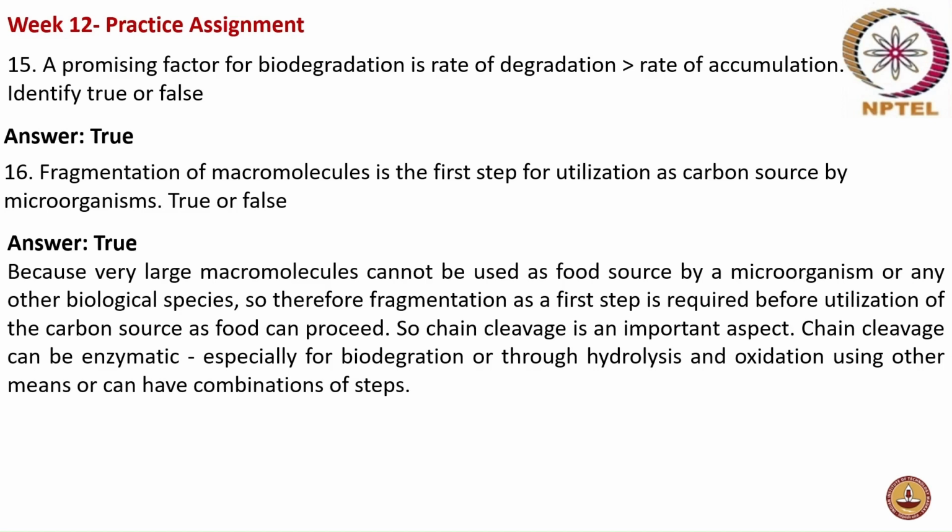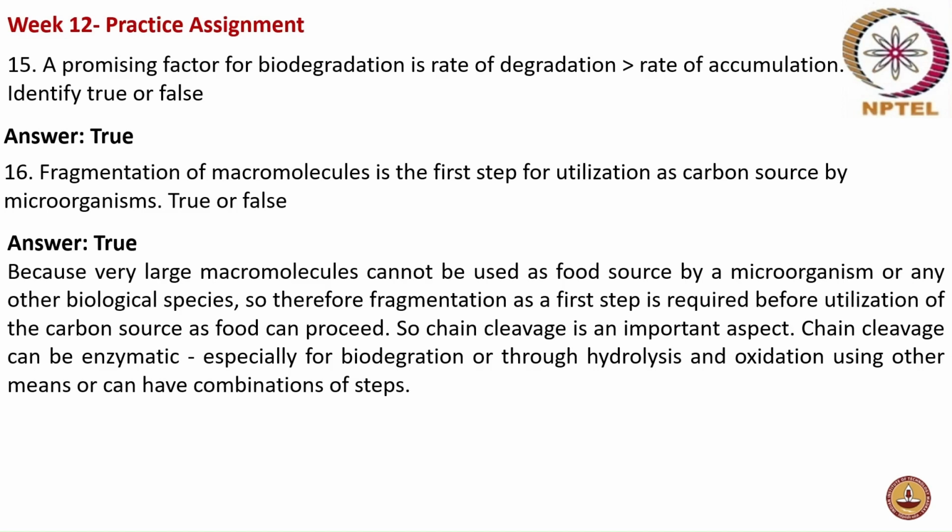So this means that chain cleavage, the macromolecule being broken down into smaller chains, is a very important aspect. Chain cleavage can happen through enzymatic process, especially for biodegradation. Enzymatic breaking of large macromolecules into smaller fragments is very important, so that it can be used as a food source by microorganism, and then they can be brought into the biogeochemical cycle, breaking down further and further, and then you will end up with carbon dioxide and water, if it is aerobic, or methane and water if it is an anaerobic process.